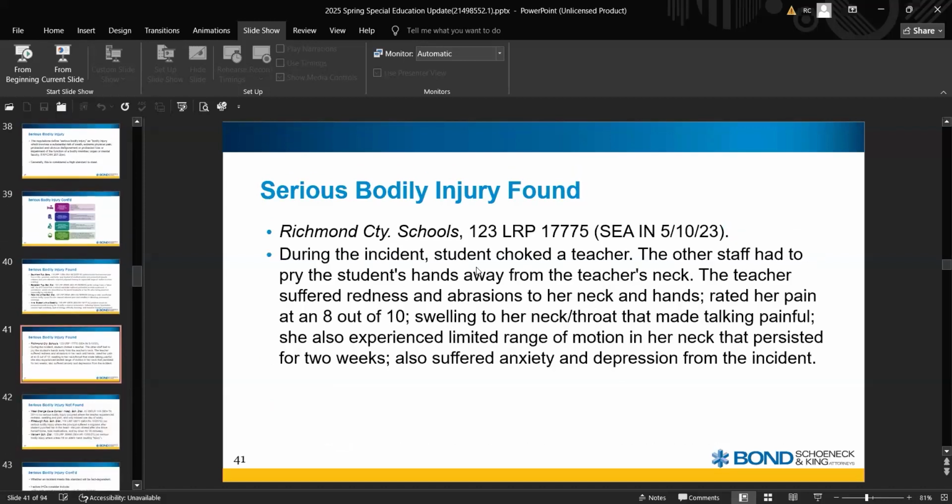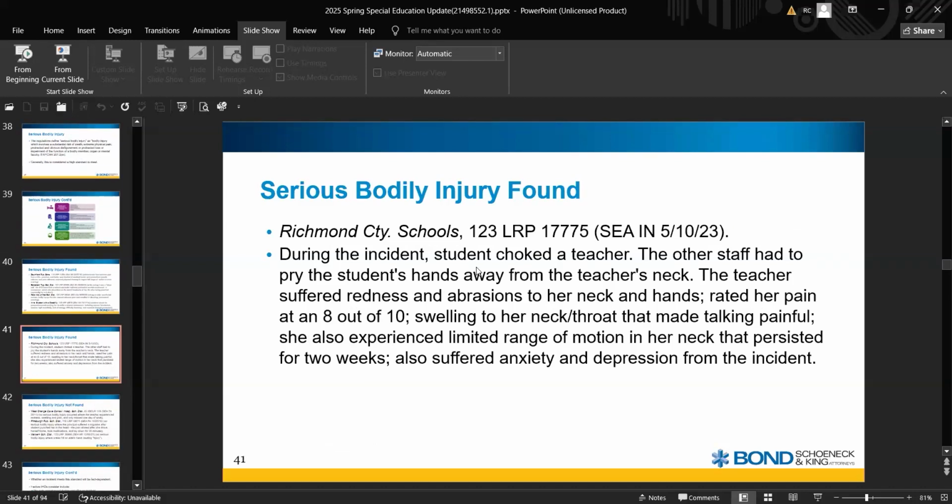All right, so here's an example where serious bodily injury was not found. During this incident, the student choked the teacher. The other staff had to pry the student's hands away from the teacher's neck. The teacher suffered redness and abrasions to her hands and neck. She rated her pain 8 out of 10. Sounds pretty extreme. The swelling to her neck and throat made talking painful. She also experienced limited range of motion in her neck that persisted for 2 weeks.